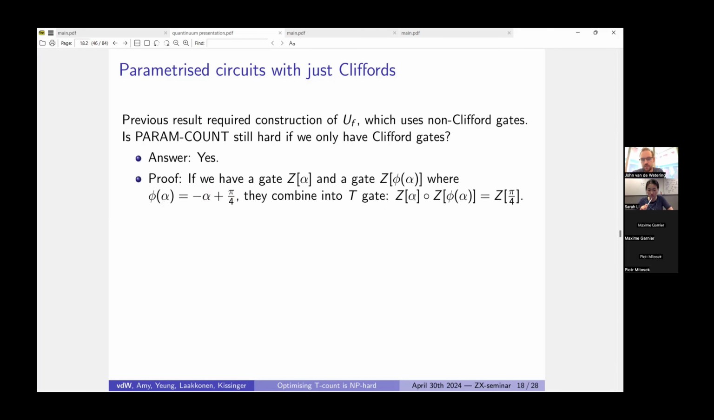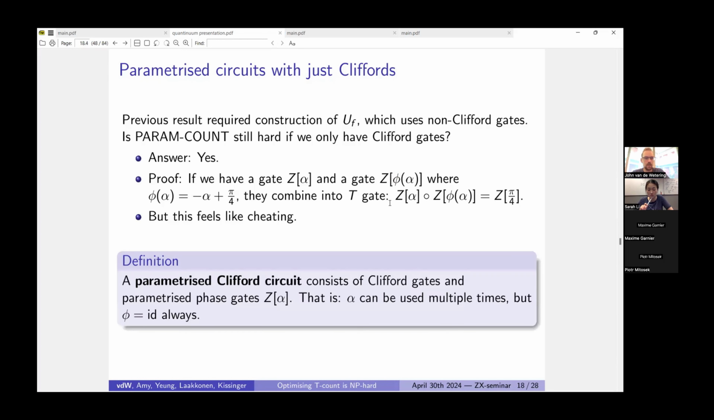Then obviously, if I put these gates into a row, they combine together into a T gate. So if I allow arbitrary functions phi on my parameters, I can still make T gates. And so then this problem will still be NP hard because I can reduce it in the previous argument. But this, again, feels a bit cheap. This feels like cheating because you're inserting these T gates in a very cheap way. So let's try to get rid of that.